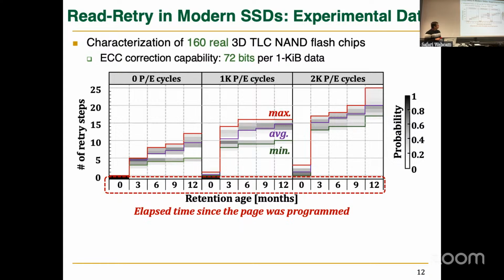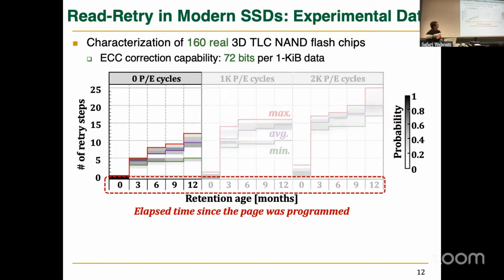The boxes that you are seeing here show the probability of the number of read-retry steps. Let's say at the start, when you have just programmed the page with 0 retention time, you get a probability of 1, which means you are not doing any read-retry. With 0 PE cycles, what we observe is that with a retention time of 6 months, the number of retry steps is 5, and this is with a probability of 40%.